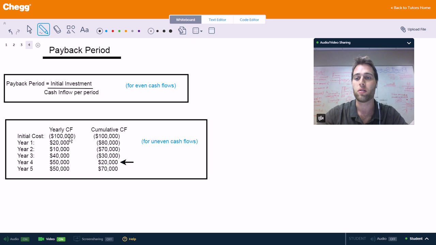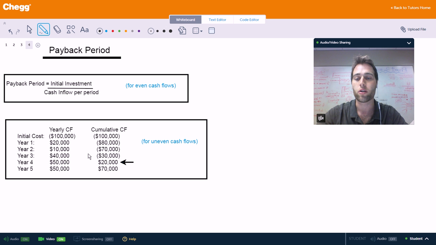So I put an example here of uneven cash flows. So we'll say the initial investment cost $100,000. Year one, you got $20,000, $10,000, $40,000, $50,000, then $50,000 again. All right, well, what you would want to do is make a breakdown of your cumulative cash flow over those years. So before anything starts, you make an investment of $100,000. Year one, you make $20,000. So now your cumulative cash flow is negative $80,000. The $100,000 you invested minus the $20,000 you made back. Year two, you make another $10,000, so your cumulative cash flow is going to be negative $70,000, et cetera, et cetera.